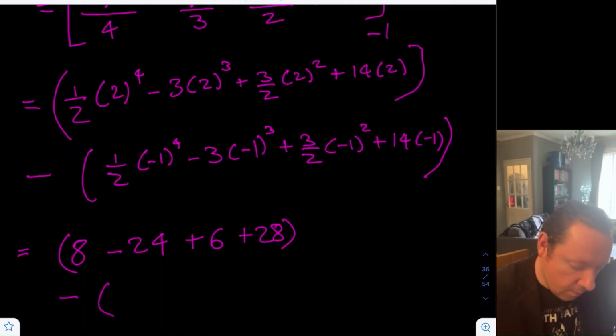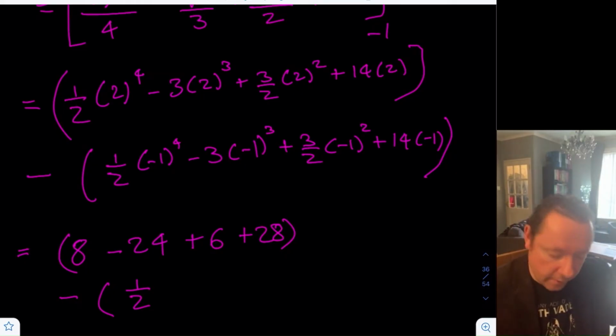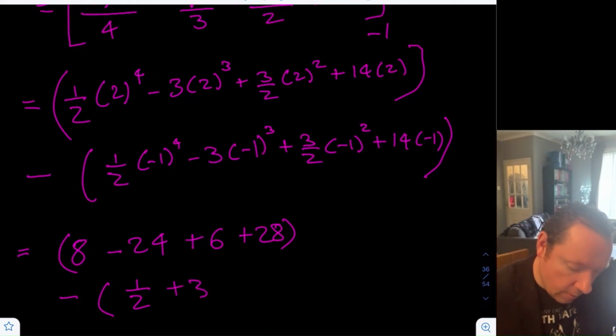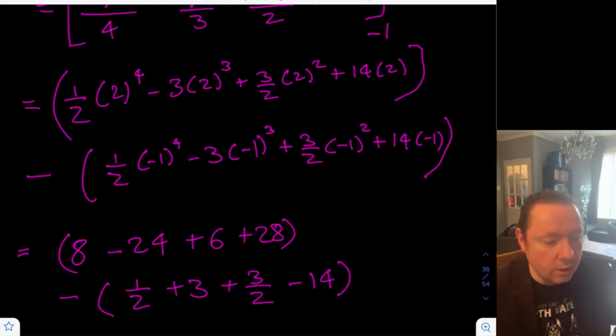Minus. Minus 1 to the 4 is 1, times a half is a half. Minus 1 cubed is minus 1, times minus 3 is plus 3. Minus 1 squared is 1, times 3 halves. And we've got minus 14 on the end. Now, you can use a calculator for most of the work on this. I would leave fractions as fractions, but none of this is going to end up being fractions anyway.